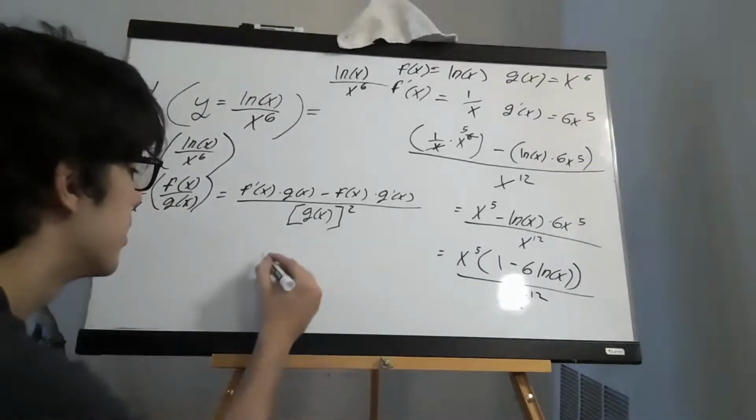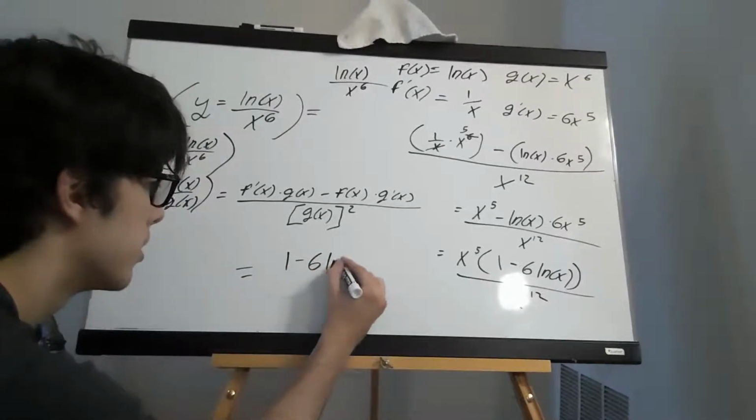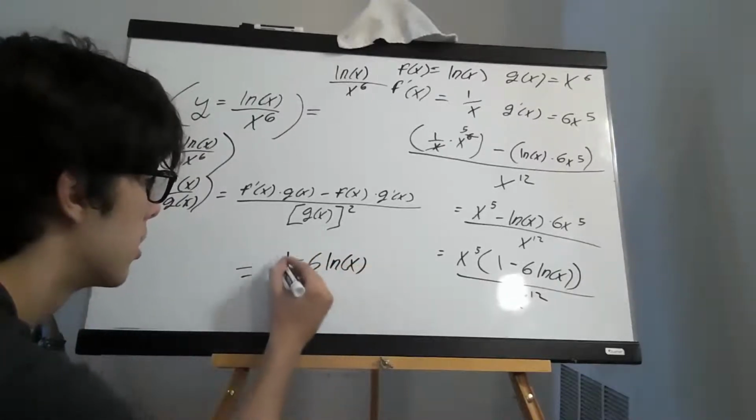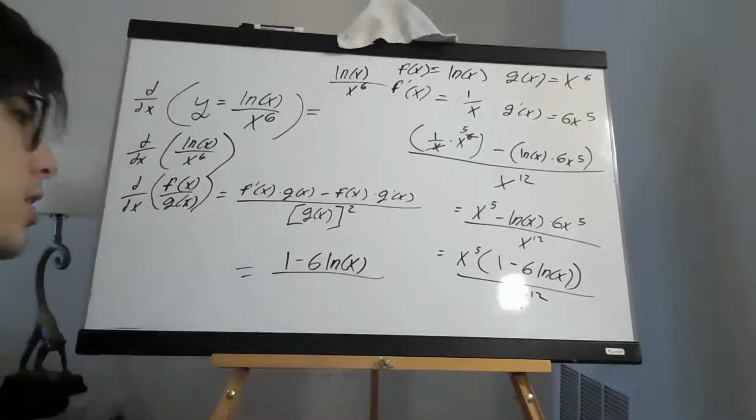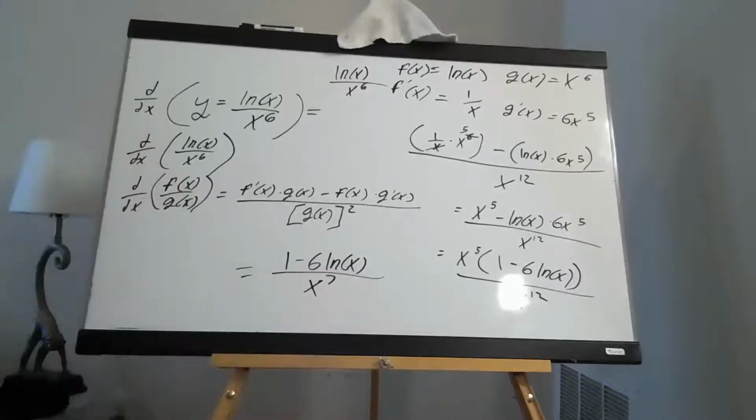And that's going to give us 1 minus 6 times ln of x over x to the 7th. If you have a question on that one, go for it. I'm going to look for the next problem.